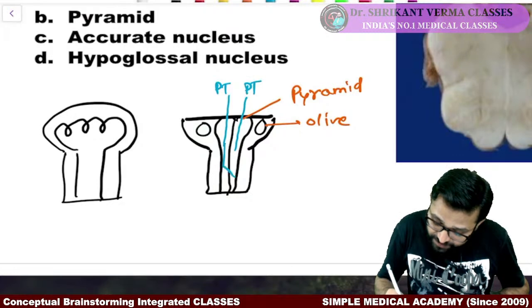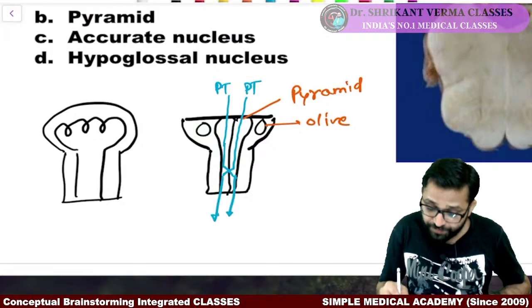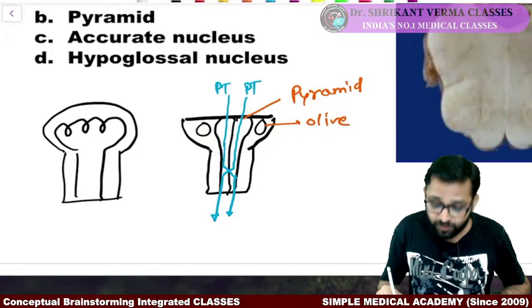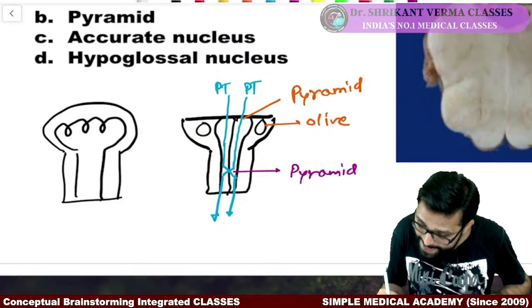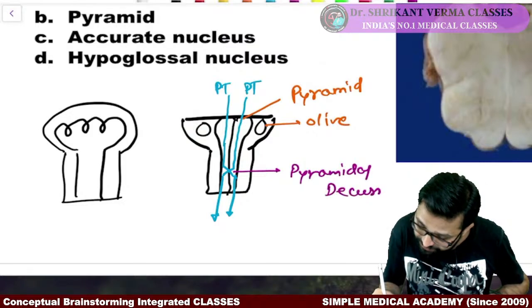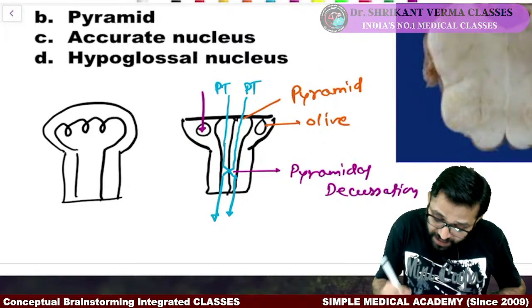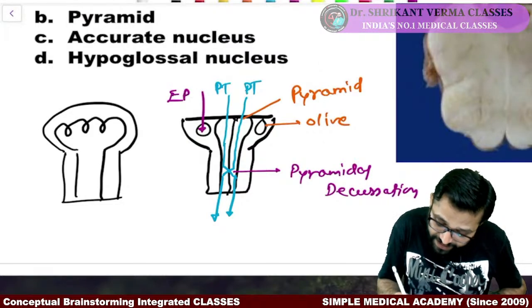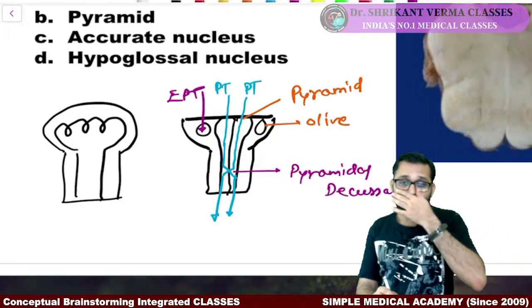Yes, this tract comes and crosses to the opposite side of the spinal cord. This crossing is known as pyramidal decussation. Got the point? While the tracts which are passing outside the pyramid will be known as the extrapyramidal tract. All these things we discussed at our platform.